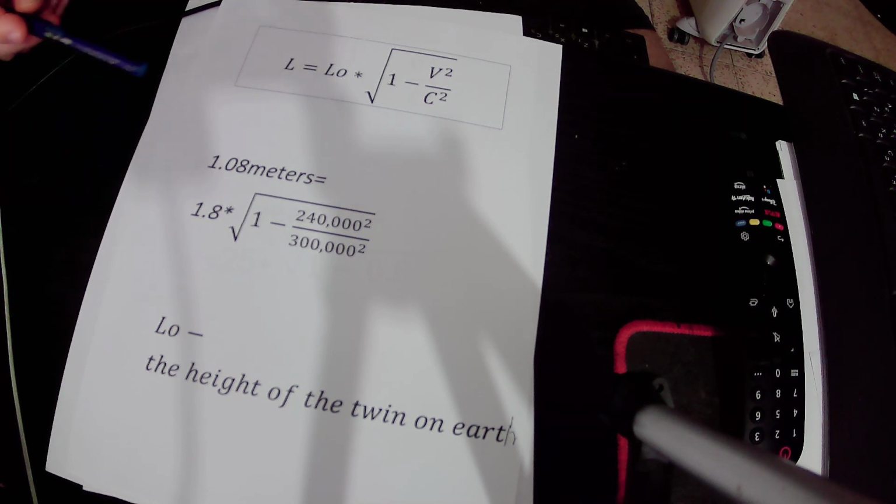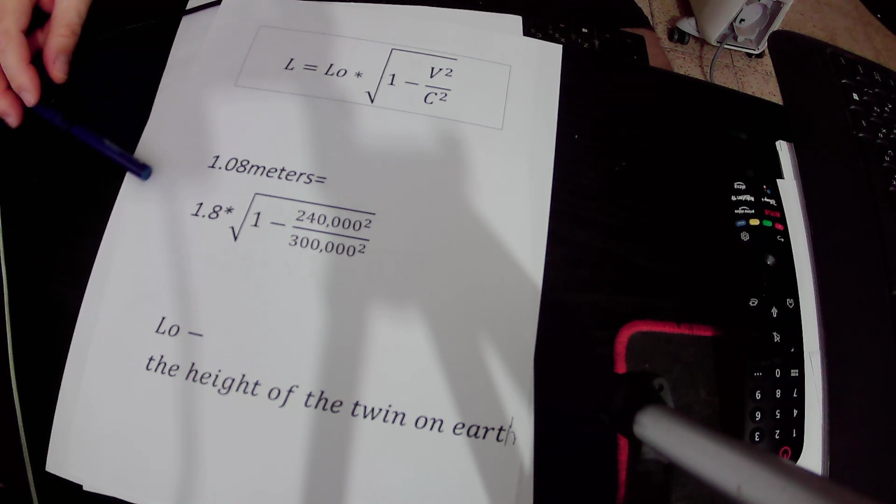If the brother that stays on Earth had a height detector, then the detector would show a height of only 1.08 meters. But the twin brother who is in the spacecraft doesn't feel that he is shorter. Okay?